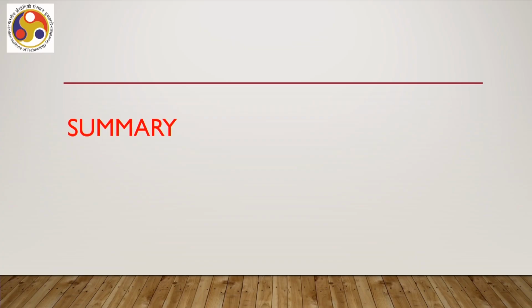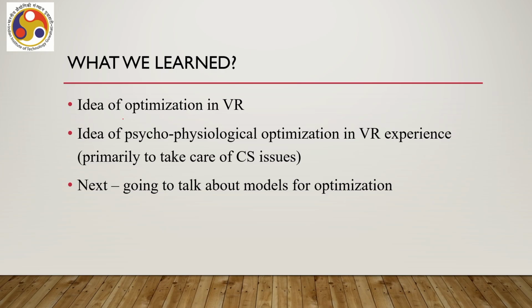So, let us summarize what we have covered so far. We talked about the idea of optimization in VR. There we talked about two optimizations, psychophysiological and technological. The psychophysiological optimization, essentially we equated with VR experience optimization. Further, we equated it with optimizing cyber sickness prevalence, that is, we want to minimize cyber sickness while the user is experiencing the immersive system. That is the way we have framed the optimization problem.